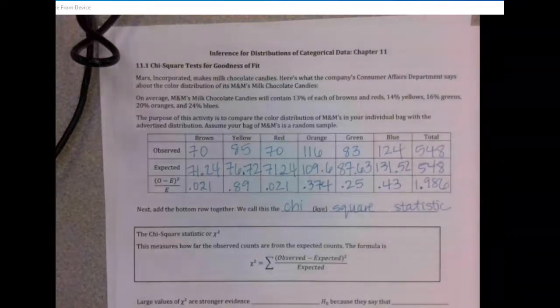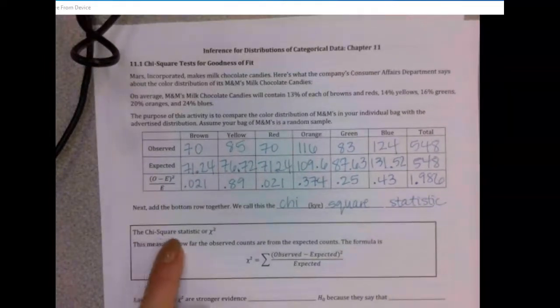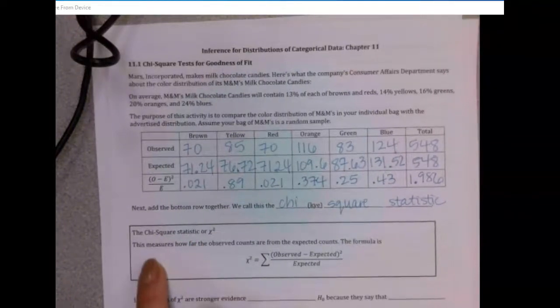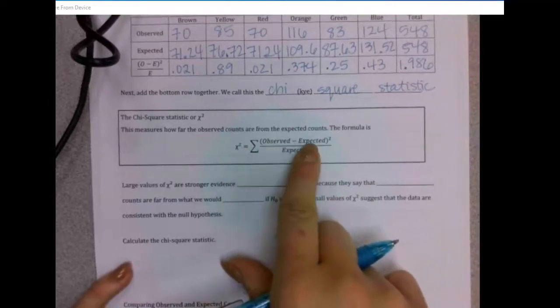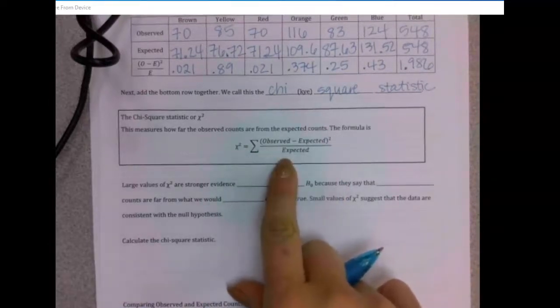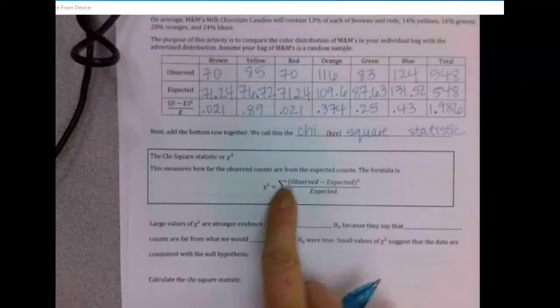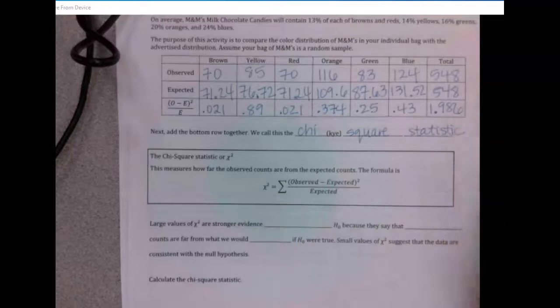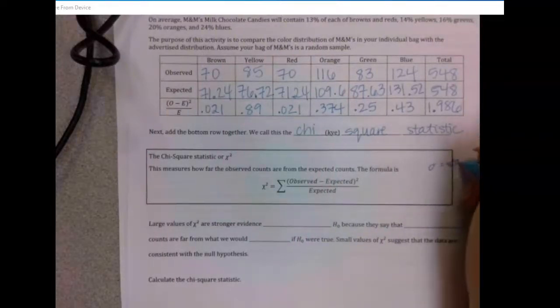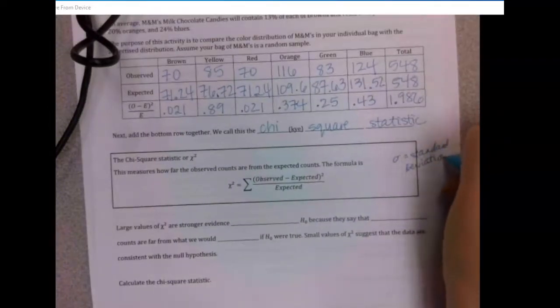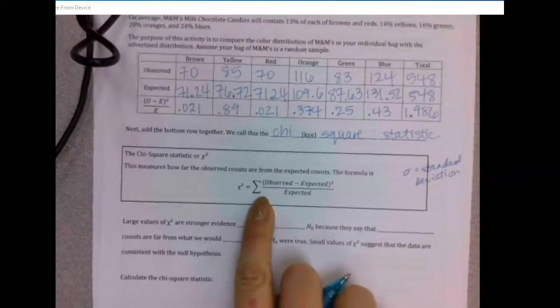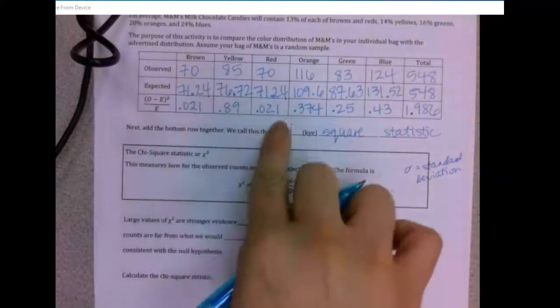1.986. Alright, and so the chi-squared statistic, or chi-squared, measures how far the observed counts are from the expected counts. The formula is the chi-squared is equal to the summation of the observed minus the expected squared divided by the expected. This is an uppercase sigma; our lowercase sigma is like here, and this is for standard deviation. This is a reminder for you. An uppercase sigma is used for summation, so you find each one of these observed minus expected squares divided by expected, and then you add it up.